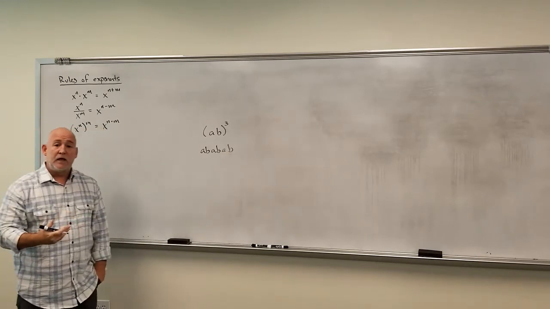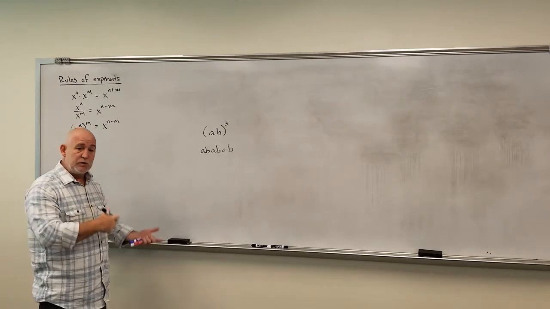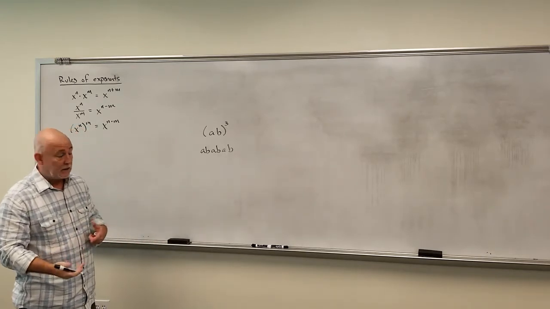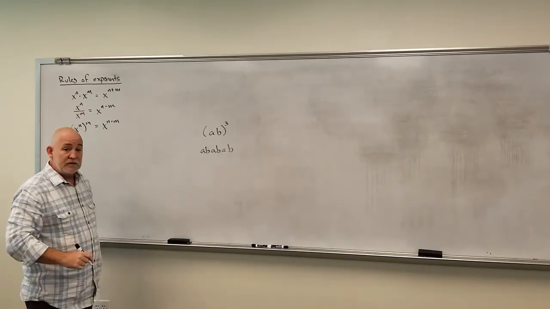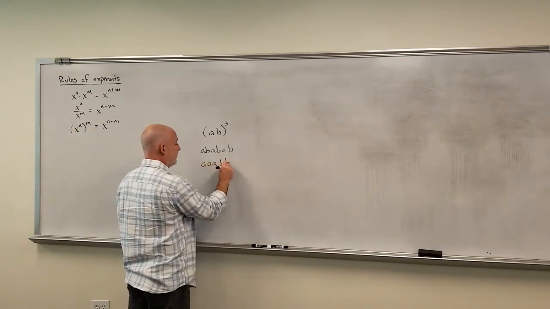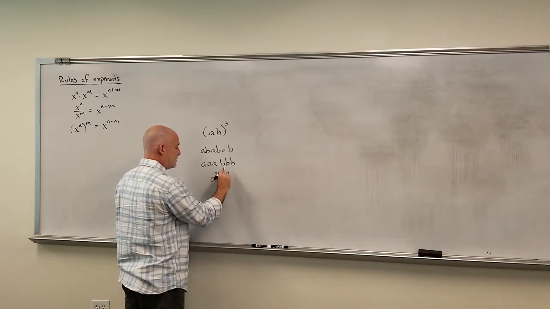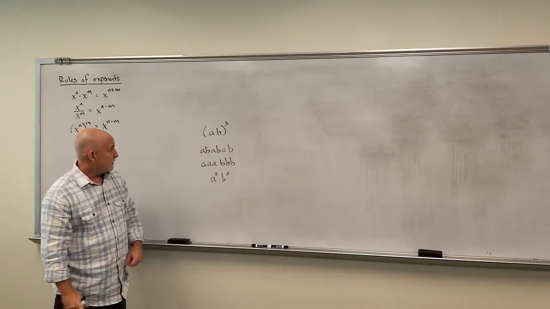Well, remember, multiplication is commutative, which means you can multiply in any order you want, right? 2 times 3 is the same thing as 3 times 2, which means I can multiply these in any order that I want. So I can multiply all the a's together and all the b's together, and then if I squeeze this together, that would be a to the third, b to the third.